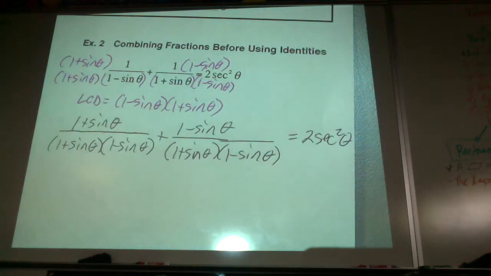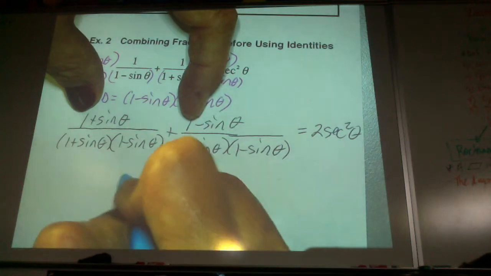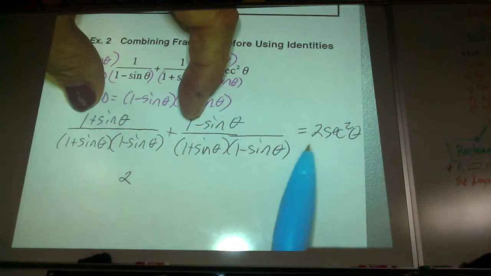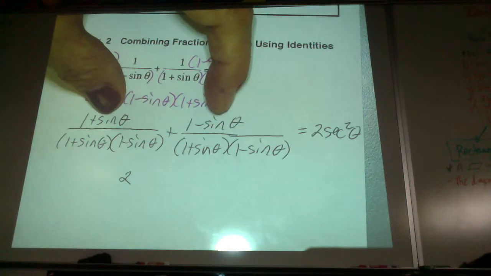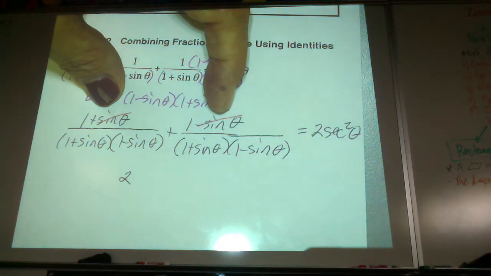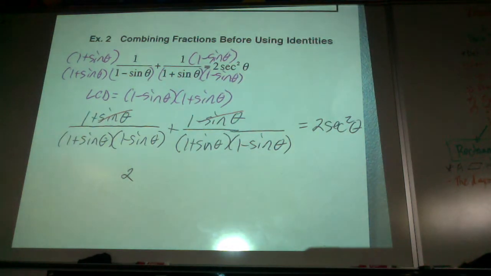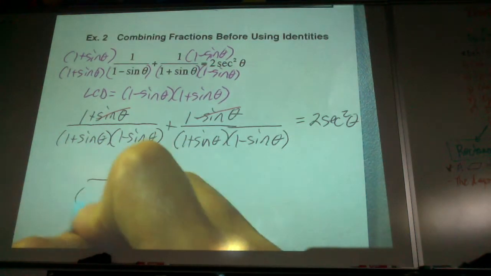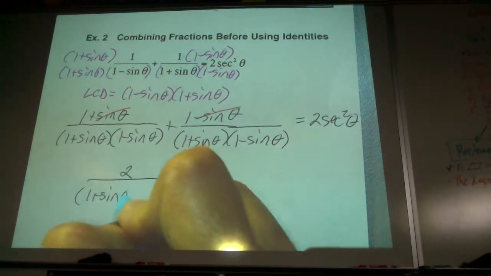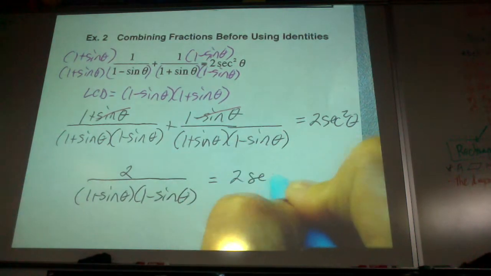Now that I have the same denominator, can't I combine like terms? These are like terms, 1 plus 1. There's my 2 I'm looking for. And then what's going to happen with a positive sign and a negative sign? They cancel each other out. A positive and negative cancel each other out. It's not like reducing a fraction canceling out, it's just an opposite. So it's over the same denominator, 1 plus sine of theta, 1 minus sine of theta, equals 2 secant squared of theta.